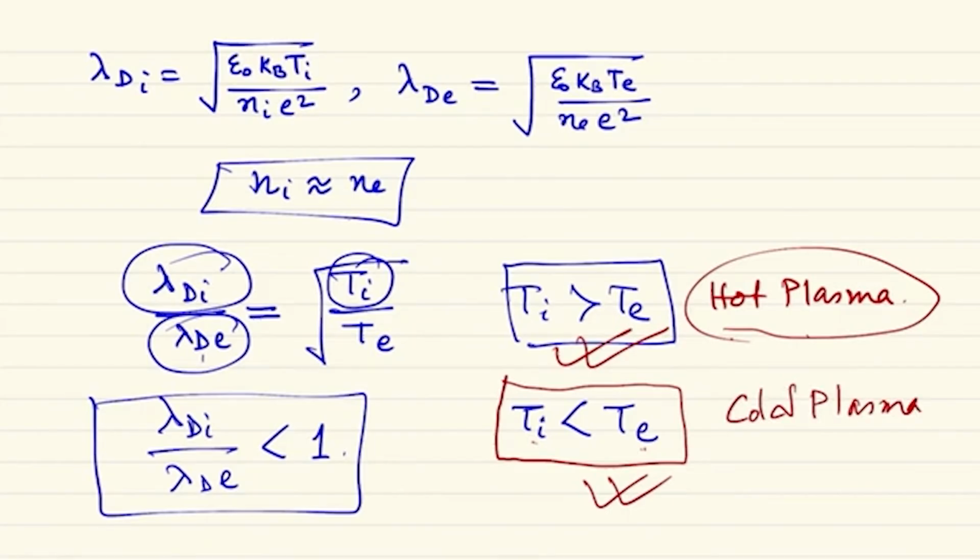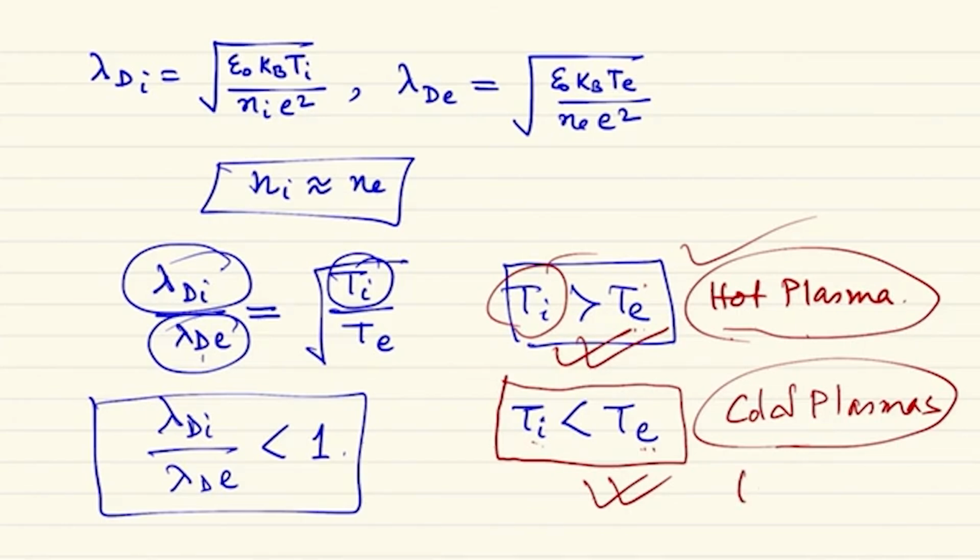So the thumb rule is that Te is always hot. The electrons are more or less always hot, but if your ions are hotter than the electrons, then you have a hot plasma. If your ions are colder than the electrons, then this is a cold plasma.